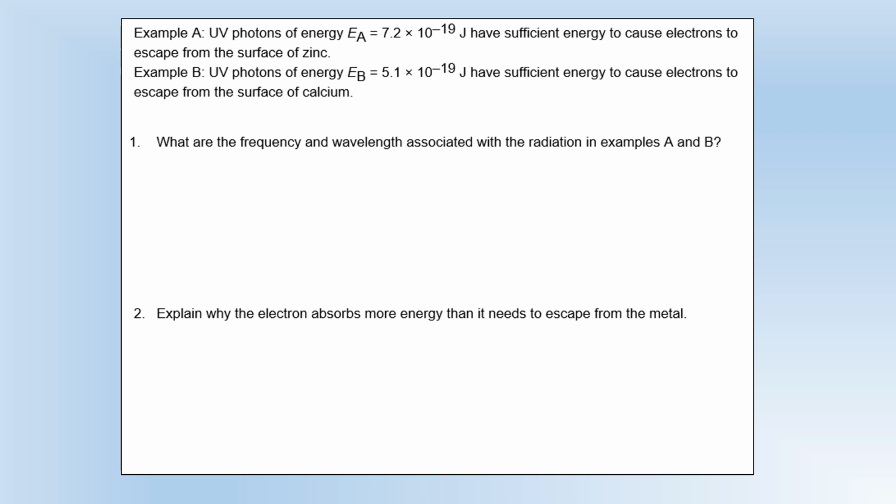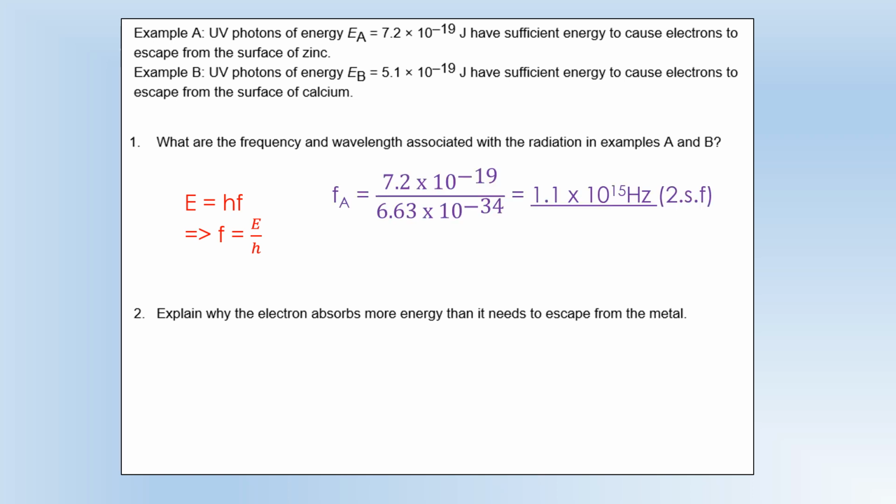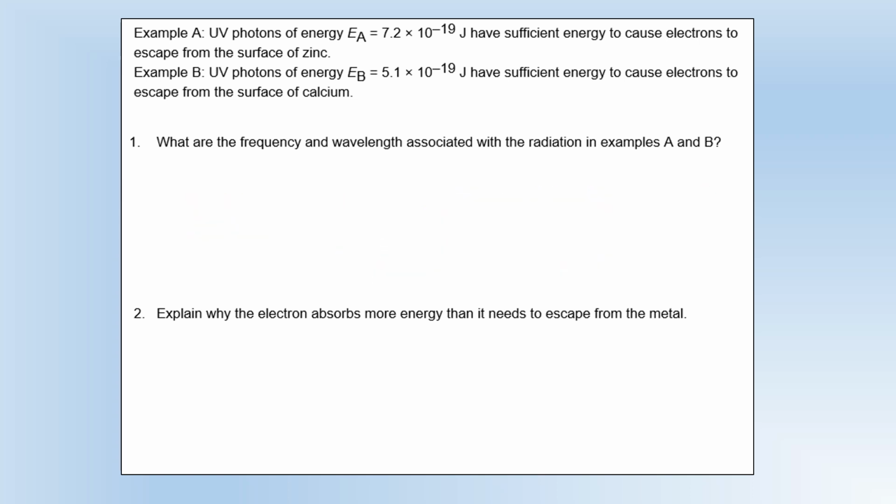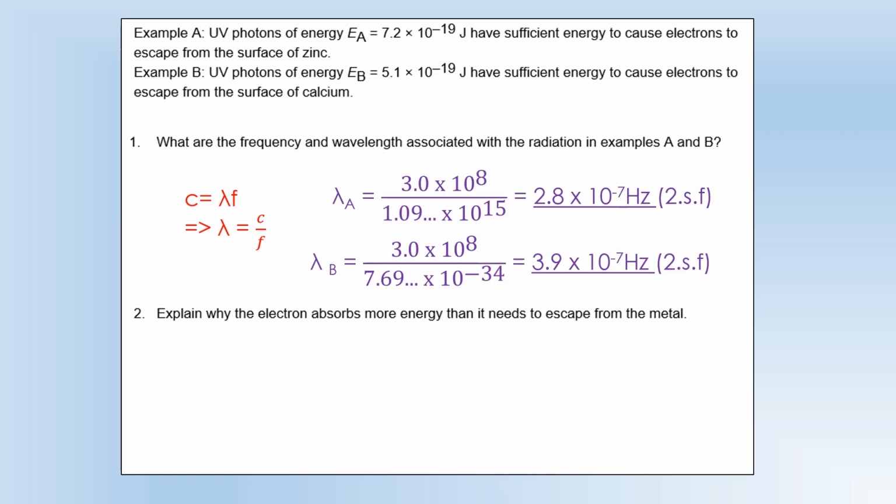So let's do the frequency first of all. We're going to use the equation E equals hf, rearranged, and then we just need to plug our numbers in to give us the frequencies. Fairly straightforward. Once we have the frequency, we can use the wave equation, and because we know the frequency now, we can work out the wavelength of each of the radiations.